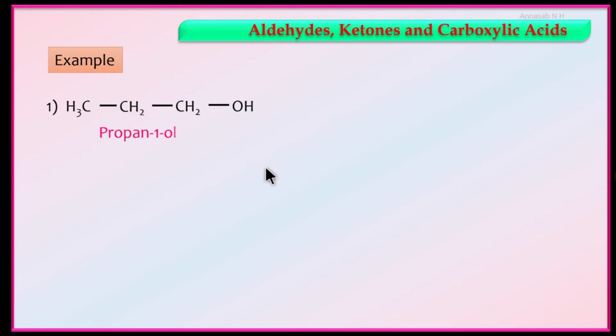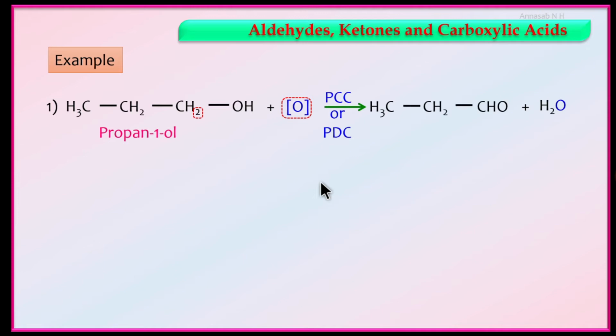So it is again a primary alcohol, and the name of the alcohol is propane 1-ol or 1-propanol, which undergoes oxidation in presence of PCC or PDC, removal of two hydrogen atoms, and that forms aldehyde, CH3CH2CHO, again 3 carbon atoms, propanal. One more example.